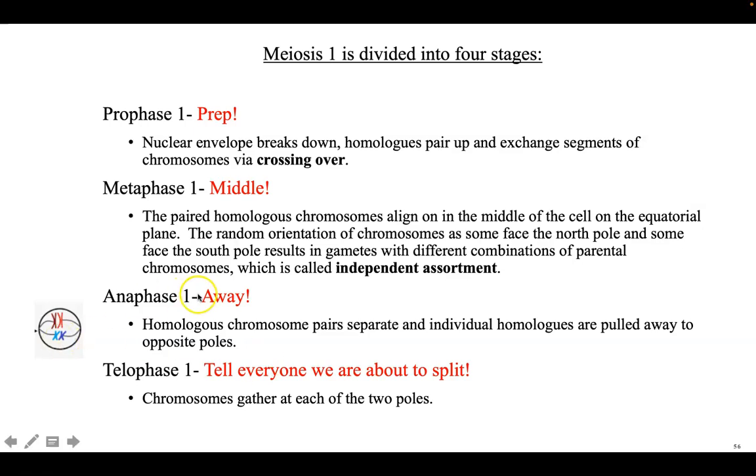So anaphase, we have away, where we are going away from the middle. And anaphase 1 means that we're pulling a whole chromosome made of 2 chromatids to each side of the cell. So this whole chromosome with 2 chromatids is being pulled to one side. This whole chromosome with 2 chromatids is being pulled to one side. And our homologous chromosomes are being pulled all the way to the opposite ends. So telophase 1, we are telling everybody that we're about to split. This cell is almost done.